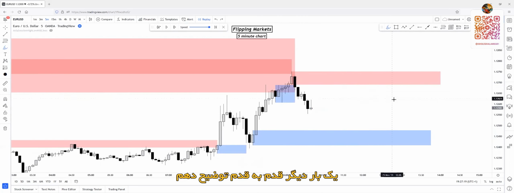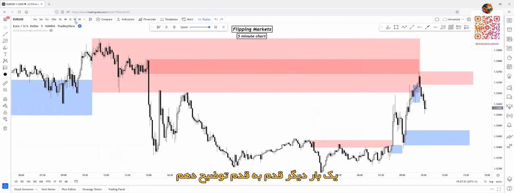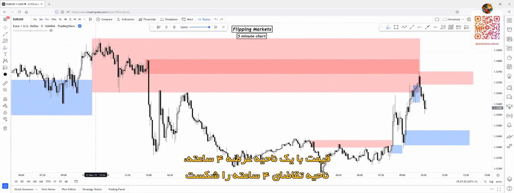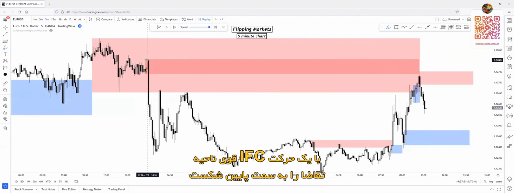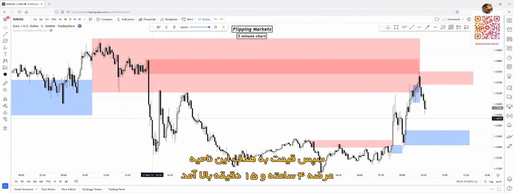Let me just walk through this again. So we had a 4-hour supply and 4-hour demand zone. Price broke through this 4-hour demand zone with a 4-hour supply zone. Inside of that 4-hour supply zone, we had a 15-minute supply zone that created a huge inefficient push to the downside and a break of structure and demand break. After this, price created an upside movement, levitated back up to this 15-minute and 4-hour supply zone.